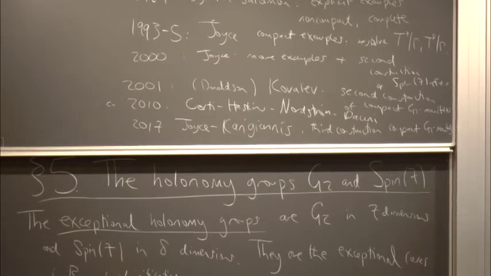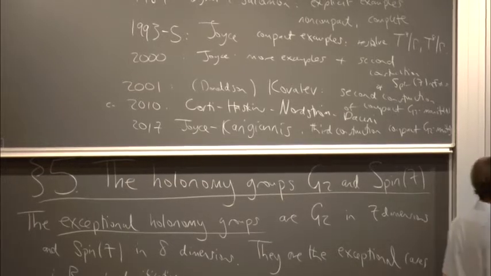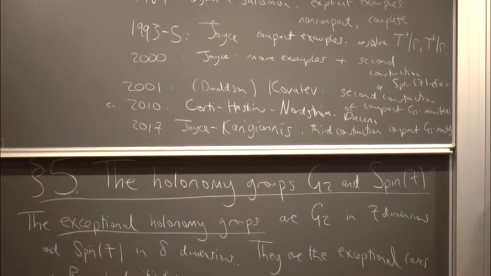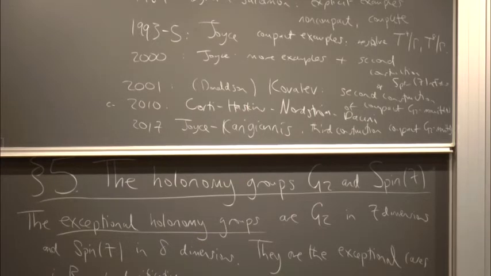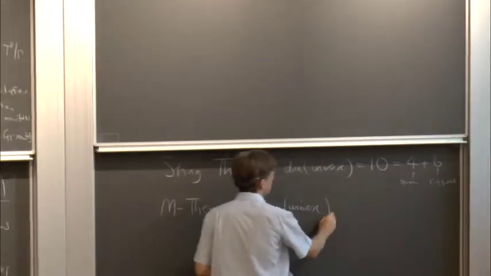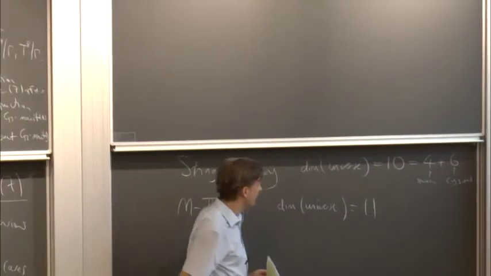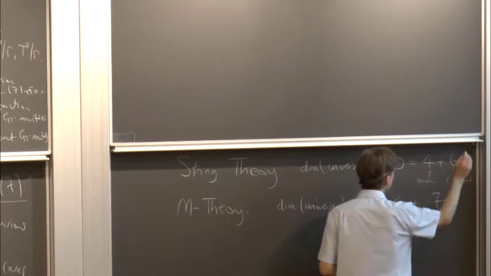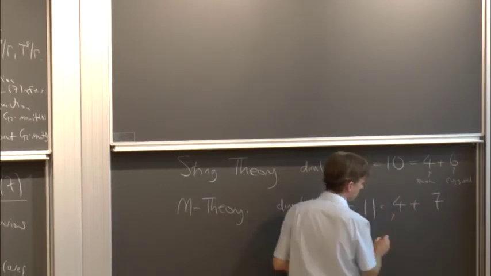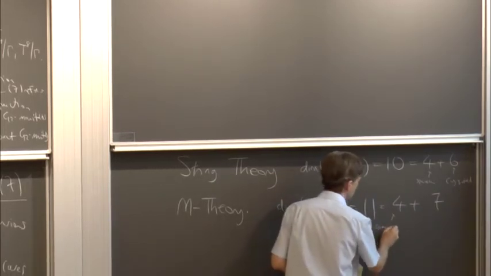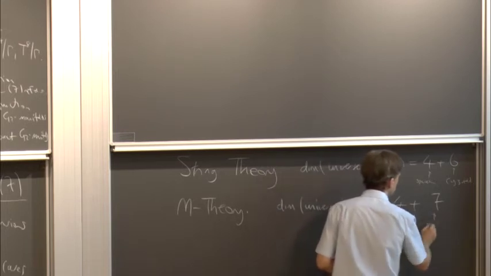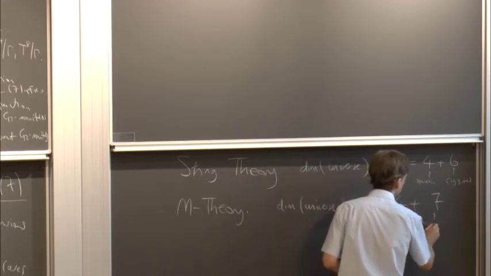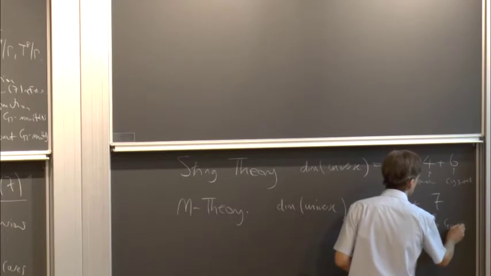Well, there's another version of string theory called M theory. In M theory, the dimension of the universe is actually 11, which you again split as 4 plus 7, where 4 is our macroscopic space-time, and 7 is some compact G2 manifold.